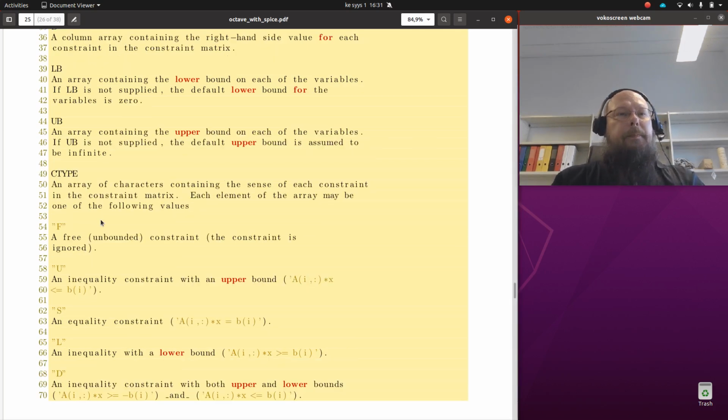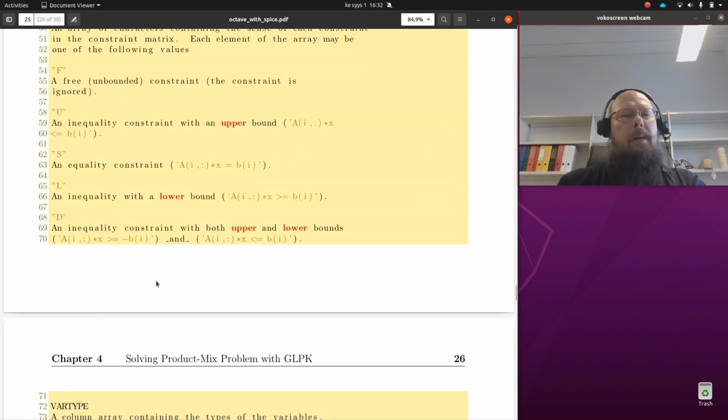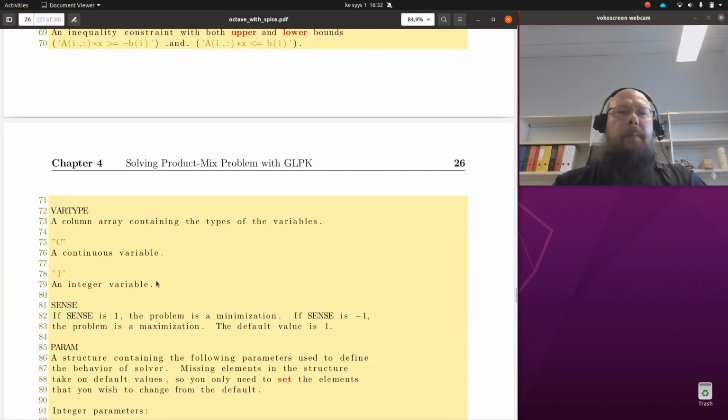Okay. Now we know what the C type is. Next, what is the var type? Do we need this? Var type is a column array containing types of the variables. Actually, it's not a column array, it's a character array. There is a mistake by those who wrote this help text. Sorry about that, not my fault. You can complain to the people who wrote Octave.